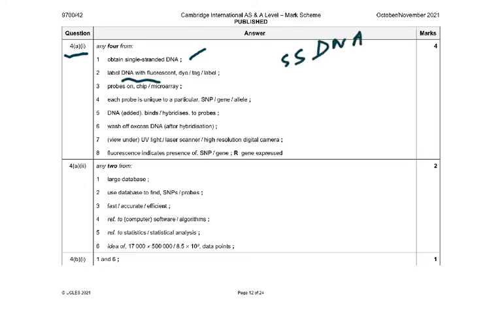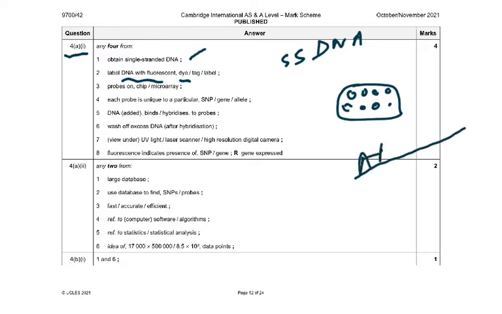Then you label the DNA with a fluorescent dye or a tag or a label. Then you have probes on the chips. On the chips, you have these little circles and you have these probes on them. Probes means you have these different DNA sequences, so you could have A, T, T, T, or something like this, or A, C, C, C. Each probe is unique to a particular gene or an allele or a SNP.